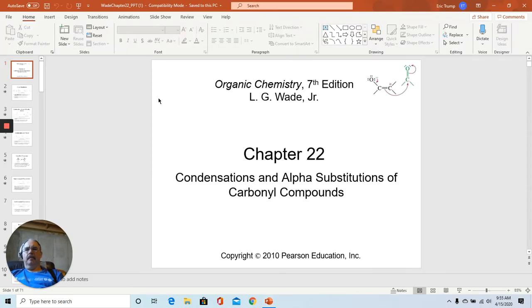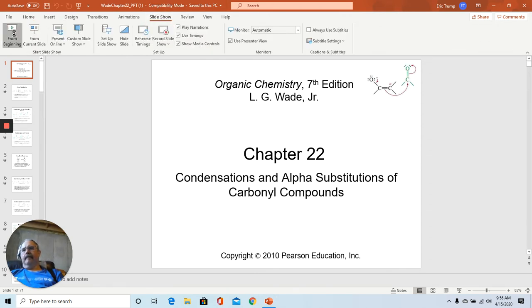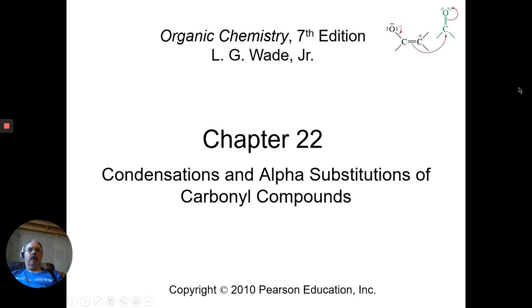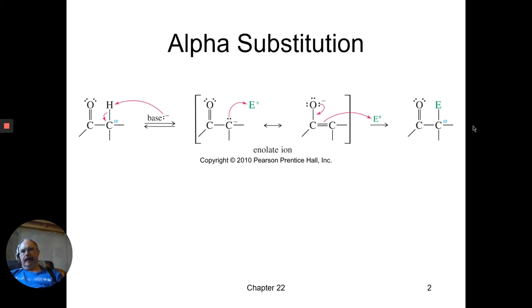Right, today we begin a new topic, and that's condensations and alpha substitutions of carbonyl compounds. The last experiment we did in lab, which was the preparation of dibenzylacetone, is an example of this. Right, this is the general mechanism for alpha substitution.